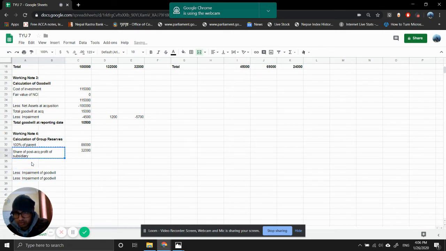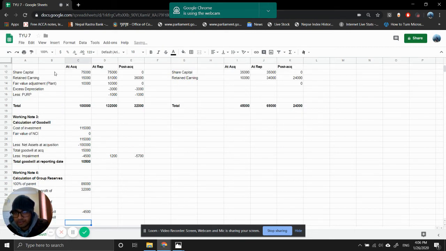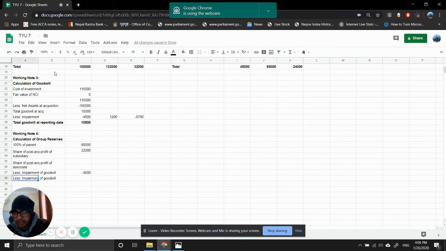V and then C V associate as well. And after that, impairment of goodwill is this figure into our holding percentage, 100%, right? So that's our impairment, right? And then after that, we need to check whether there has been impairment of investment or not.